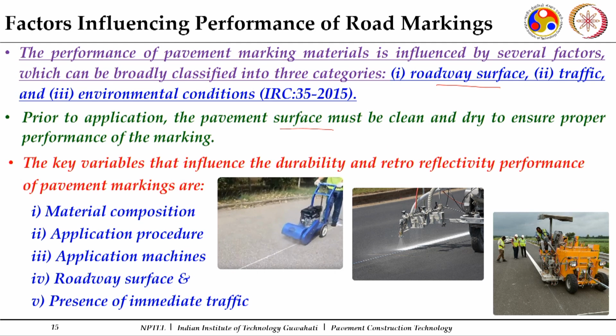What needs to be checked are the material composition as per the stated guidelines, and the application process, the right process for application machines. As mentioned, certain specific machines are required when you are putting up these thermoplastic compounds, so as to go for a uniform application. Then the roadway surface, the current state of the surface of the road, and the presence of immediate traffic, because you need some curing time. If traffic immediately starts flying over it, you don't get good performance from those pavement markings.